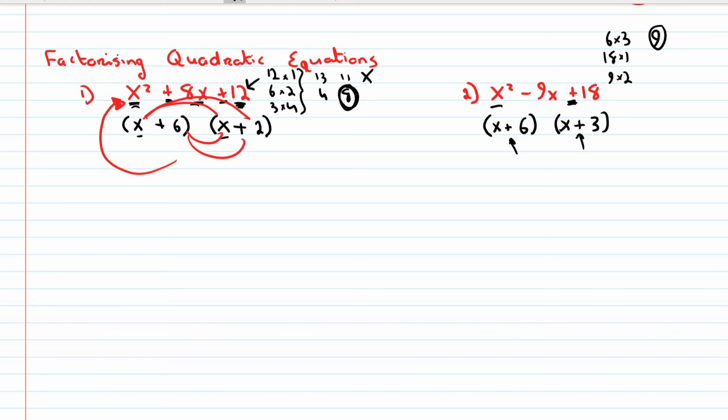However, plus 6 and plus 3 is plus 9, not minus 9. So two pluses won't work. Try two minuses. Minus 6 multiplied by minus 3 is plus 18. Minus 6 and minus 3, minus 9. There we have it factorised. And again, if I multiply out the brackets, I will get back to the original answer. Okay, so that's factorising out.